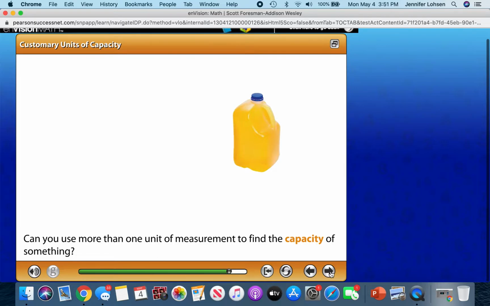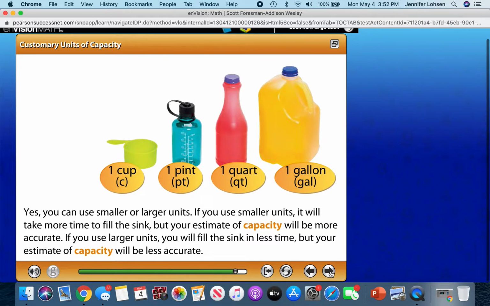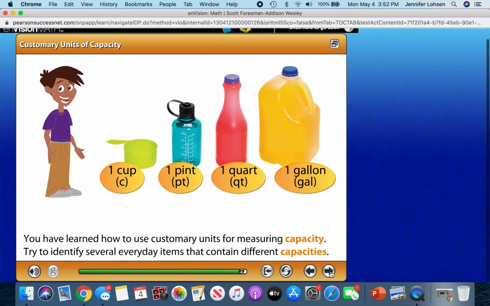Can you use more than one unit of measurement to find the capacity of something? Yes, you can use smaller or larger units. If you use smaller units, it will take more time to fill the sink, but your estimate of capacity will be more accurate. If you use larger units, you will fill the sink in less time, but your estimate of capacity will be less accurate. Good. You have learned how to use customary units for measuring capacity. Try to identify several everyday items that contain different capacities.